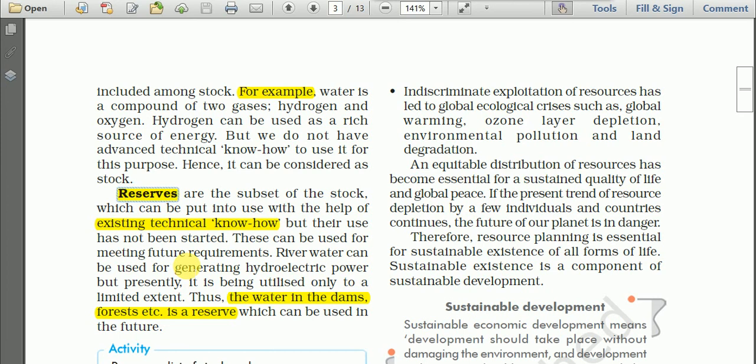However, the country can use it using the existing technology, but the utilization has not been started because they are keeping this material to meet the future requirements. So these are the differences between reserves and stock. For stock, the country does not have appropriate technology. And for the reserve, the country can use it using the existing technology, but the utilization is not started, keeping for future requirements.